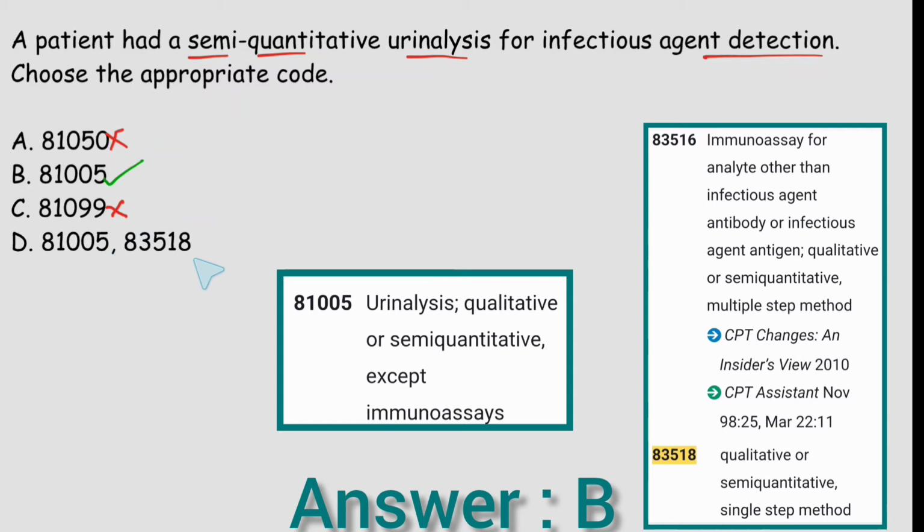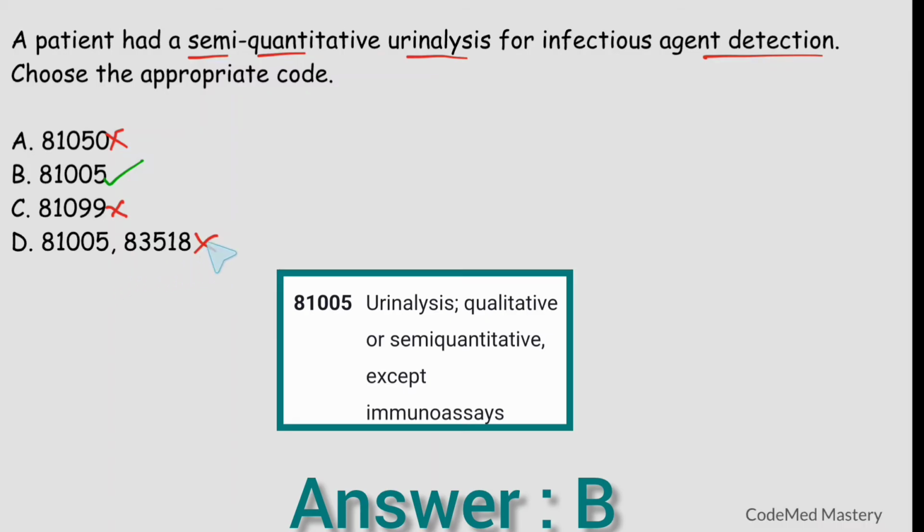But along with that, they have mentioned 83518, that is for immunoassay for analyte other than infectious agent, qualitative or semi-quantitative. So it is not matching with the scenario. So eliminate option D. Because if one code is wrong, the entire option will be wrong. Our right answer is option B.